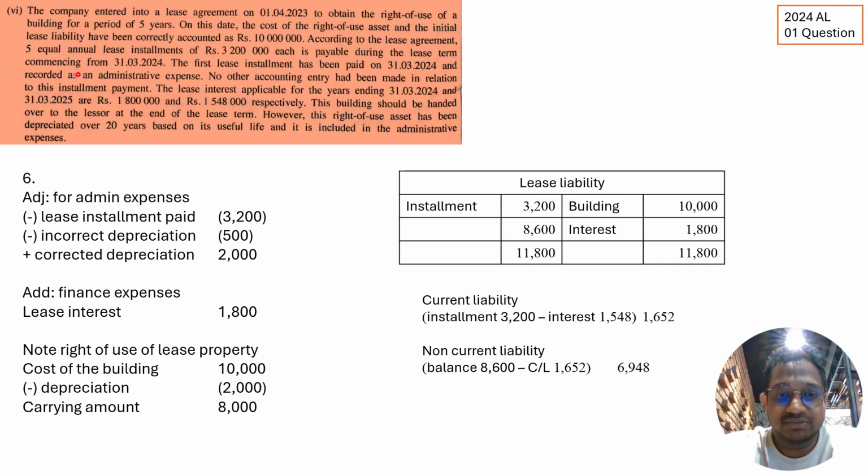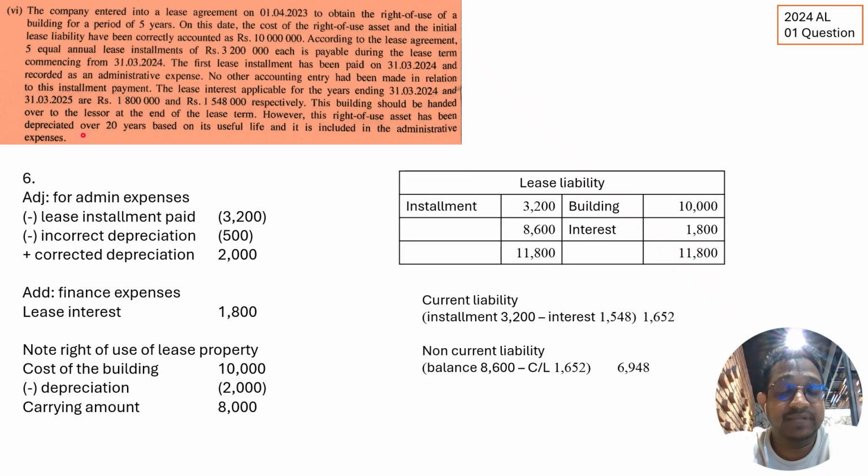The first installment has been paid on 31st March 2024 and recorded as an admin expense. That's totally incorrect. So that lease payment you should minus from administration expenses, and no other accounting entry has been made in relation to this installment payment. The lease interest applicable for the year ending this year is 1,800 and the next year 1,548. The building should be handed over to the lessor at the end of the lease term.